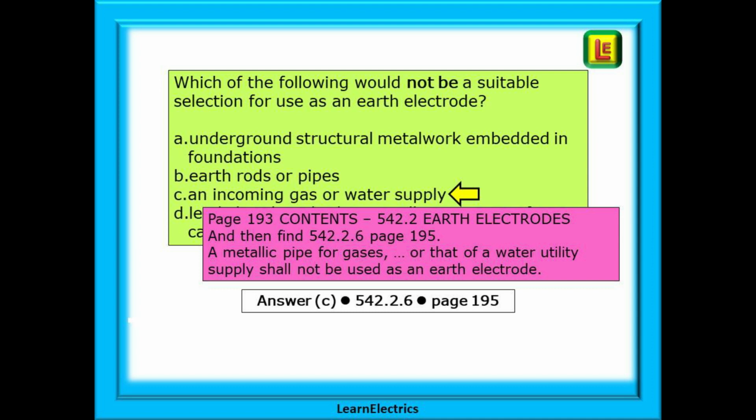On page 195, we find 542.2.6 that specifically tells us not to use metallic gas pipes or water pipes belonging to a utility supply company. And there is our answer, answer C, an incoming gas or water supply.